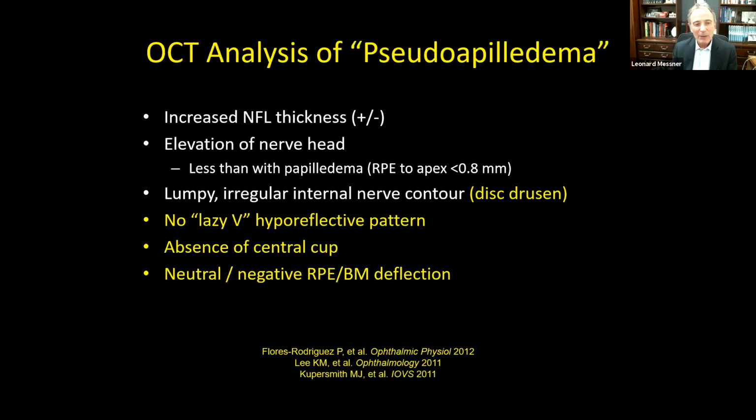But unlike with true papilledema, where you get that lazy V or recumbent hyporeflective pattern on the edges of the optic nerve, you do not see that in the setting of pseudopapilledema. Typically, these individuals have a very narrow posterior scleral foramen, which leads to an absence or a tiny central cup. And then finally is the absence of this inward deflection of the RPE Bruch's membrane complex. So the RPE Bruch's membrane complex tends to be neutral or negative among individuals with pseudopapilledema.